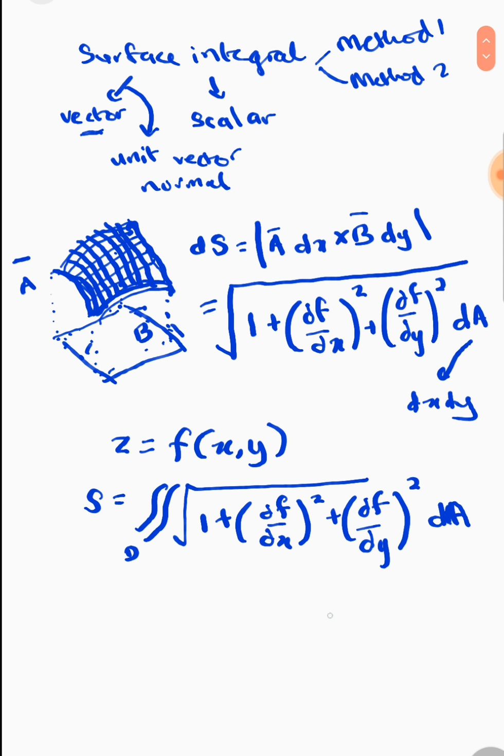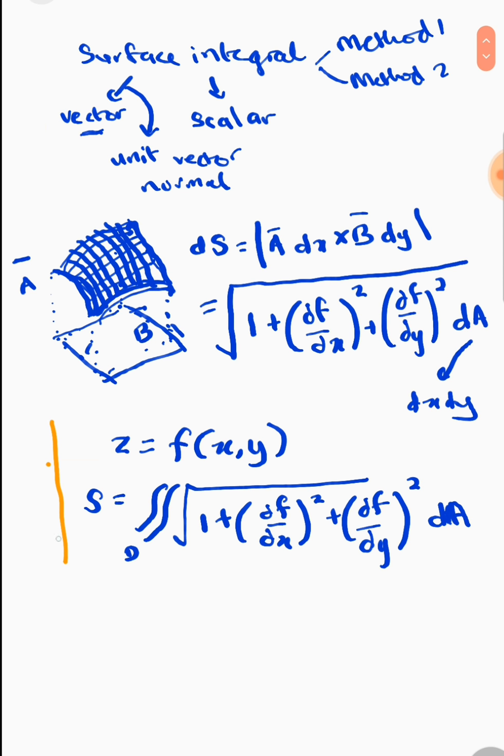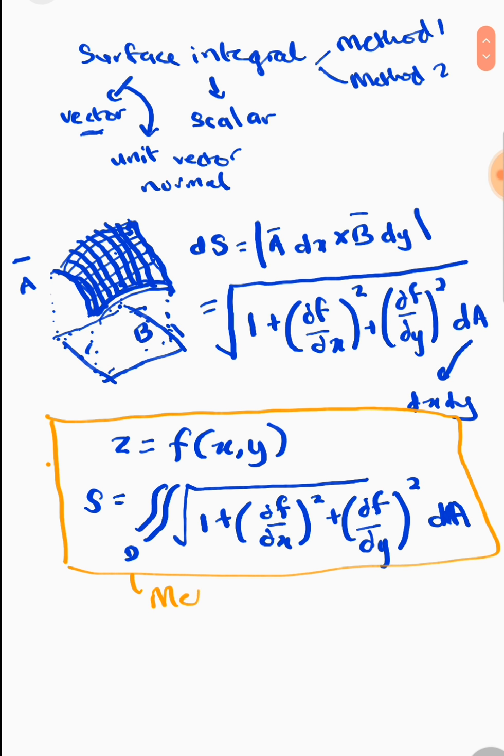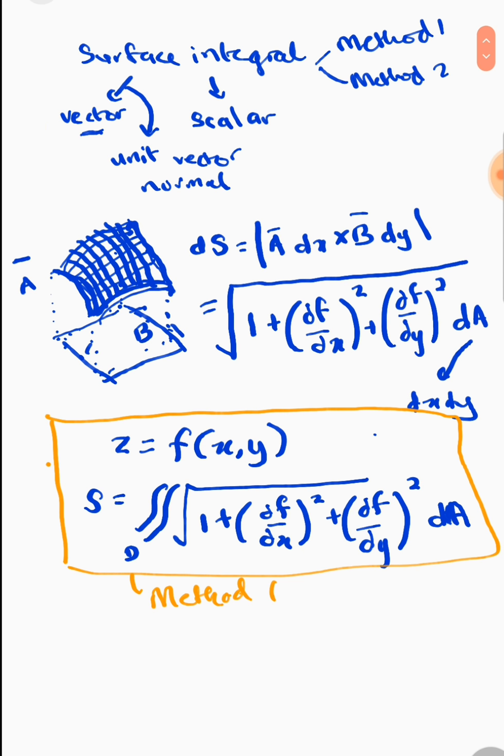So that's what I'm trying to tell you. That's one, and this is what we know as method 1. I'm just going to highlight this. This is the method 1 that we talk about. Remember earlier we said that we have 2 different methods. So let's explore the second one.